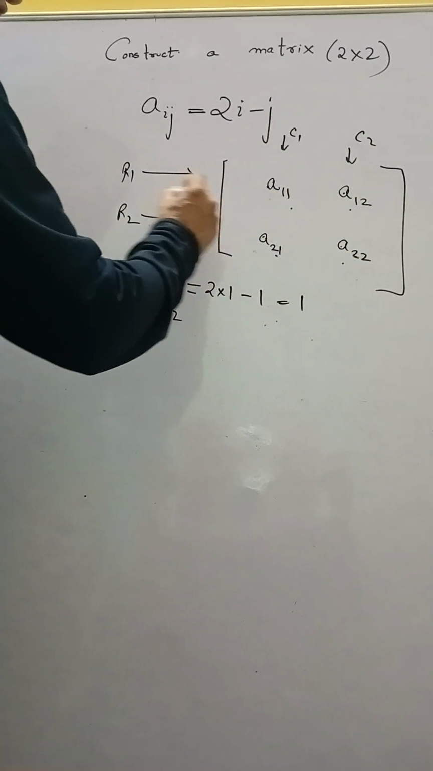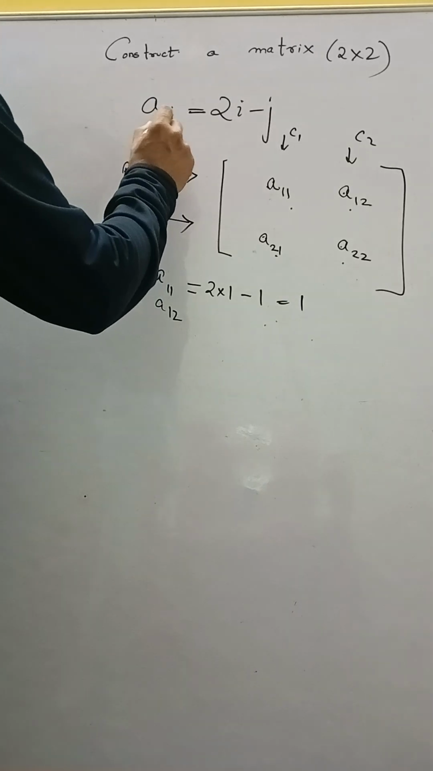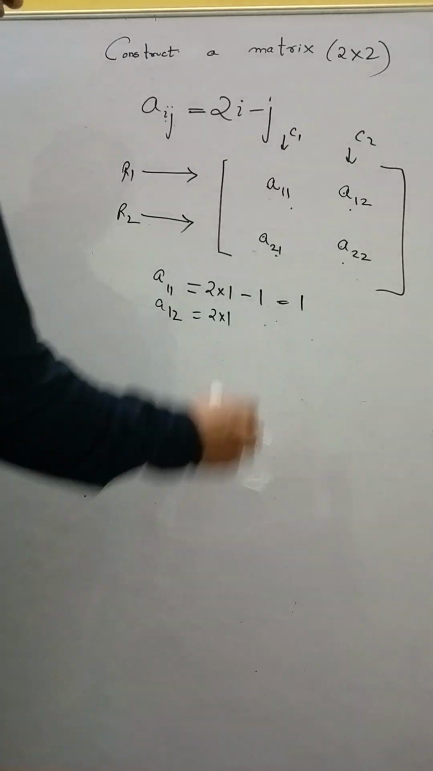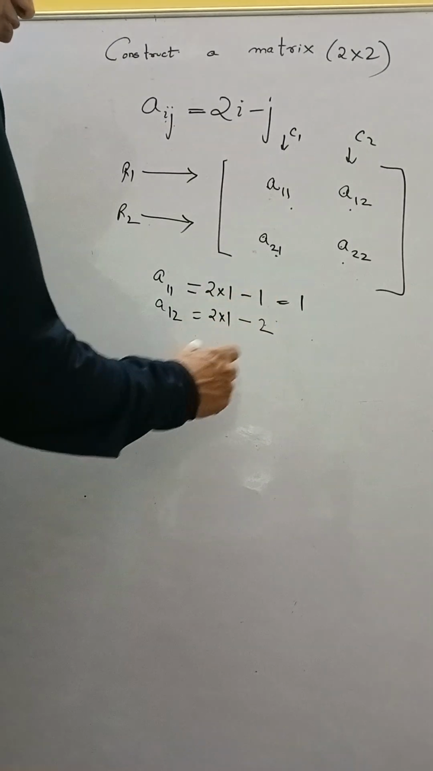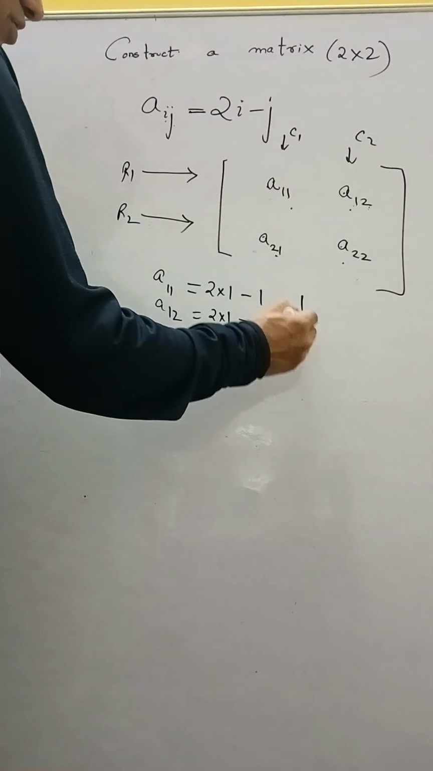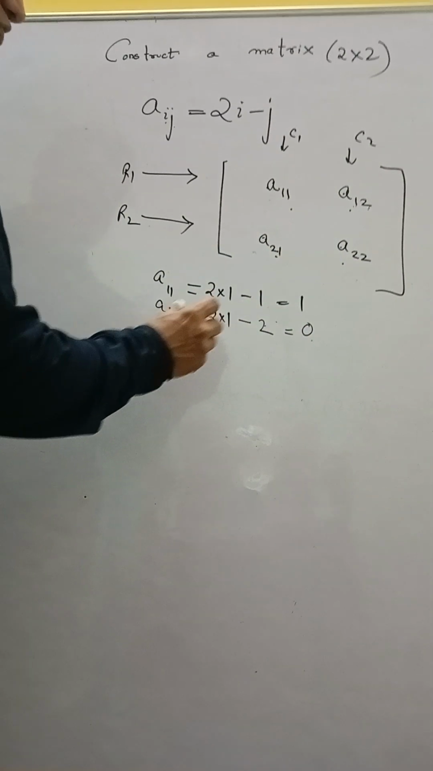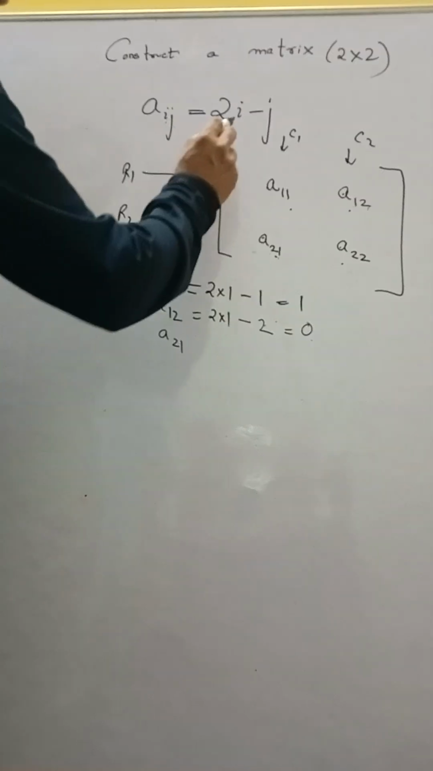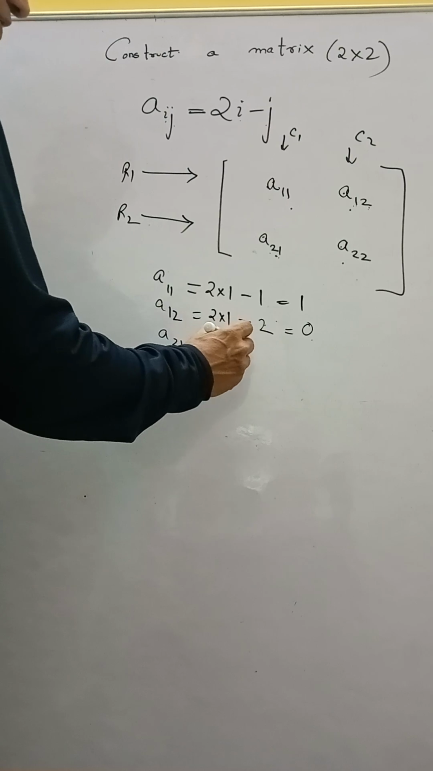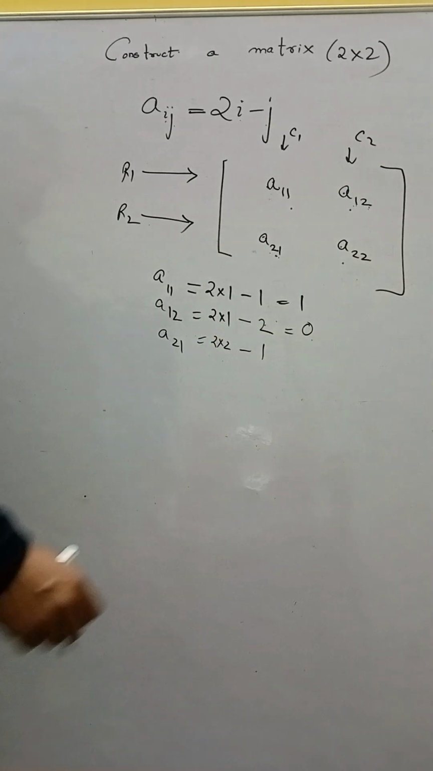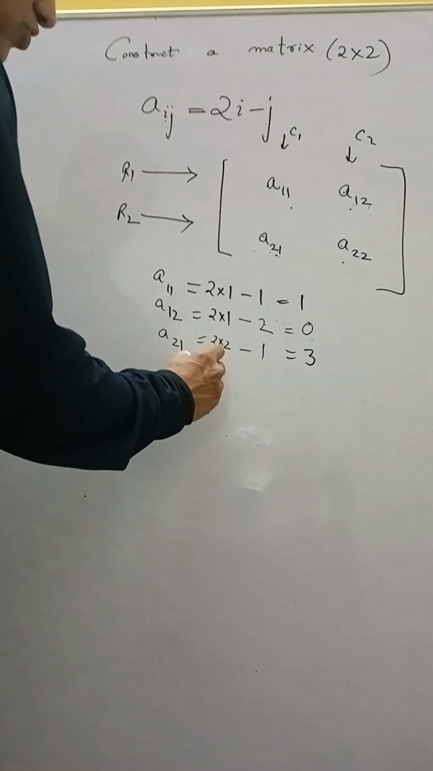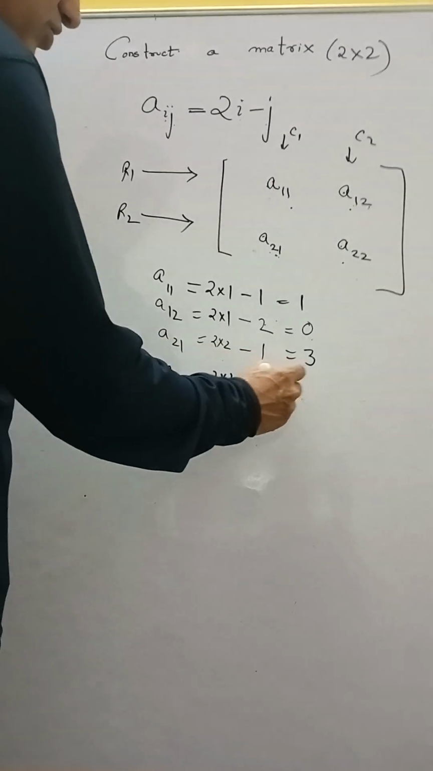Like A12, first row, second column. i is 1, j is 2. So in place of i, you will put 1. In place of j, you will put 2. See, Aij, i is 1, j is 2. Same way you work out for A21. i is 2, j is 1. So 2 into 2 minus j is 1, that is 3. Same way you see A22. What it will be? 2 into 2 minus 2 is 2.